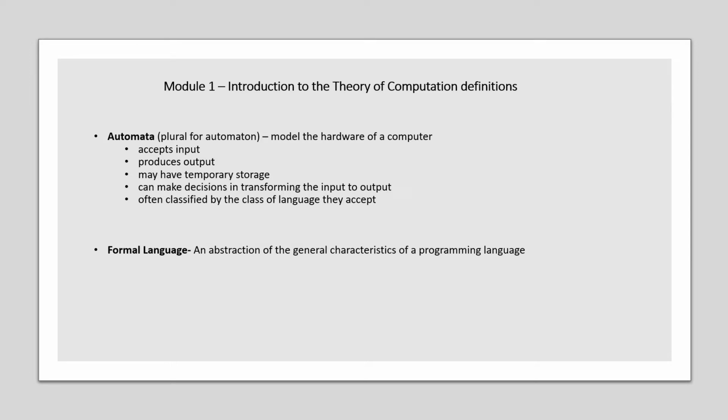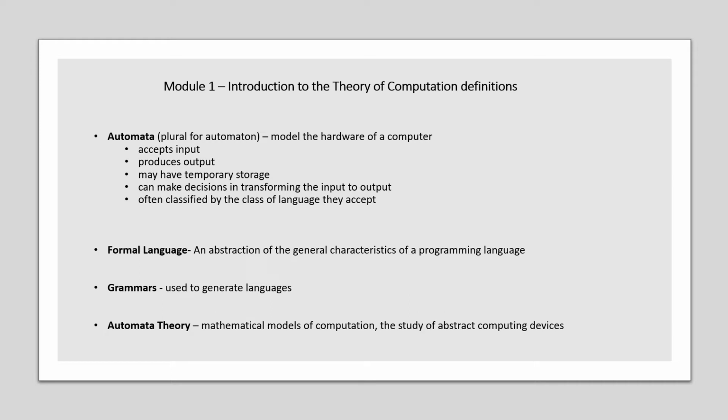A formal language is an abstraction of the general characteristics of a programming language. Grammars are used to generate languages. And automata theory is mathematical models of computation and the study of abstract computing devices. And that's what we will be doing in this class.